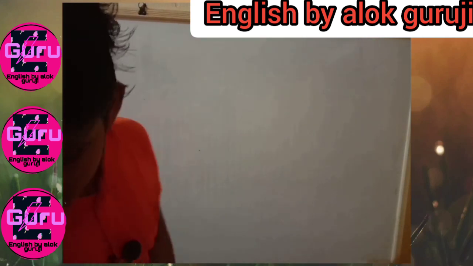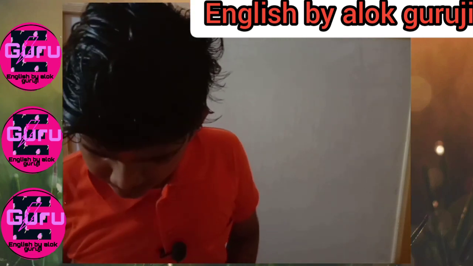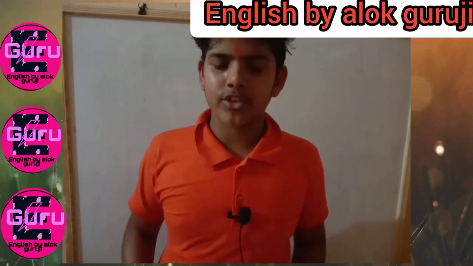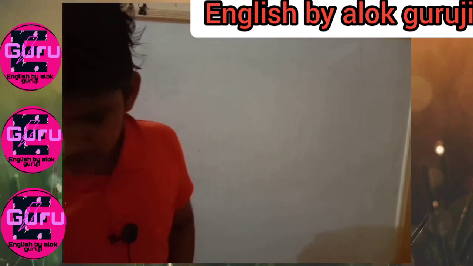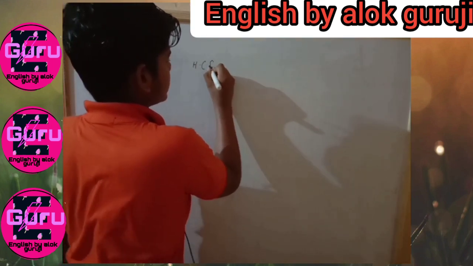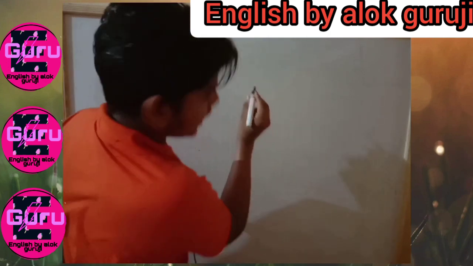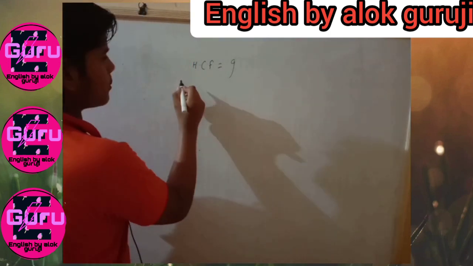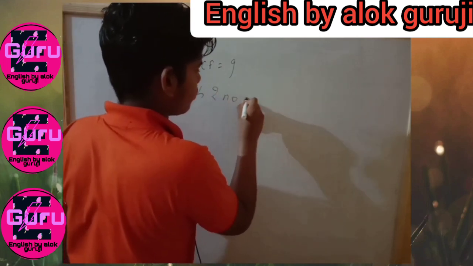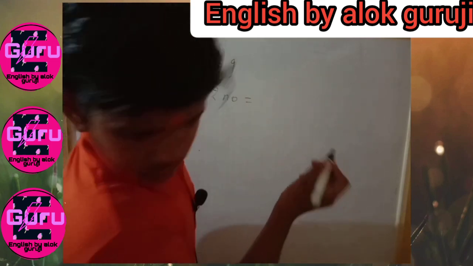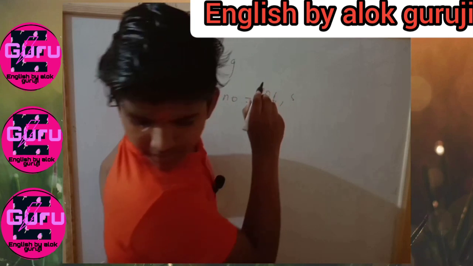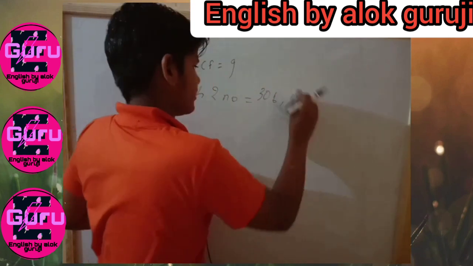Now the next question is question number 4. Question number 3 you can also do just like the first one. Question number 4 is telling that the HCF is given, 9, and both numbers are given: 306 and 657.